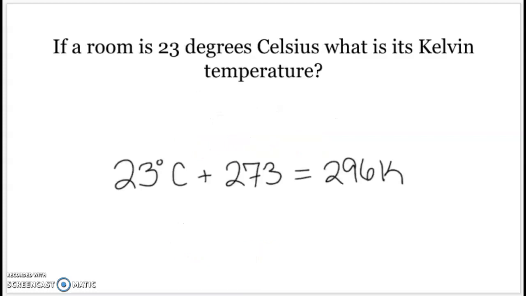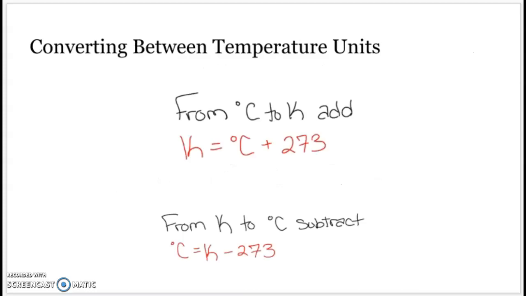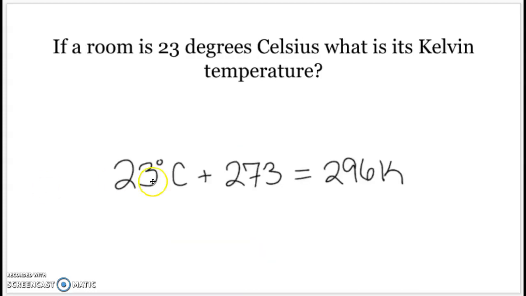Let's look at an example. If a room is 23 degrees Celsius, what is its Kelvin temperature? So, you take 23 degrees Celsius, you add 273, just like we previously stated, and you get 296 Kelvin.